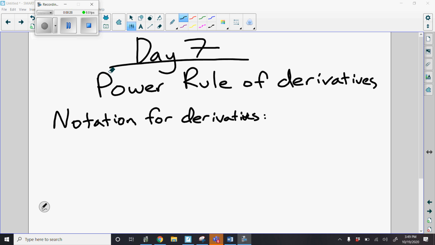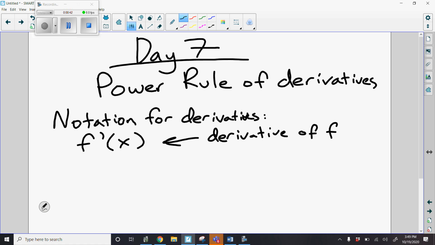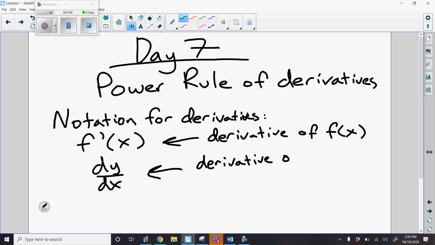The first one that we know is f prime of x. Again, this means the derivative of f. So you've seen that in the last video. We saw it today in class. Another notation is dy dx. And again, that means the derivative of y with respect to x.